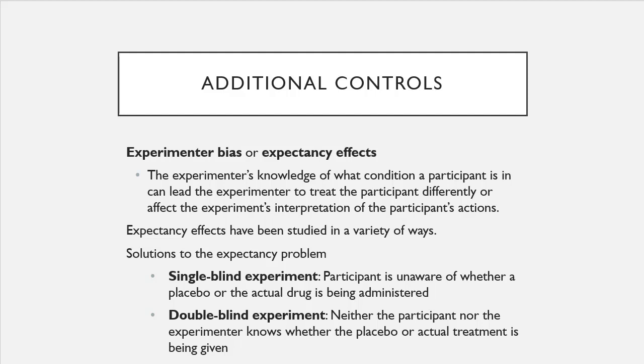Now, in the double-blind experiment, which we consider to be the gold standard for psychological research, as far as experimental designs go, neither the participant nor the experimenter knows which group they belong to. So there is no reasonable way for the expectancy effect to take place if nobody knows what group they belong to.